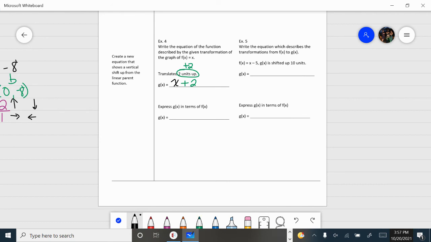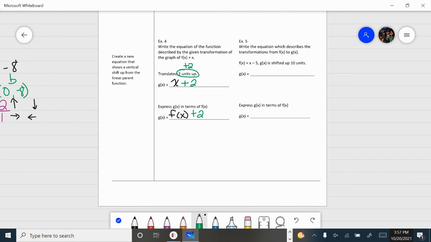Now, in terms of f of x, I'm going to take the entirety of the original function. I'm going to move it up 2. Okay. So far in all of these examples, f of x plus 2 and x plus 2, they look the same. Why do we write as f of x plus 2 when x plus 2 would do the trick? That's going to be answered with this next example.